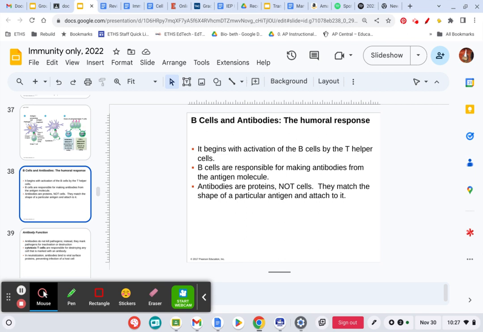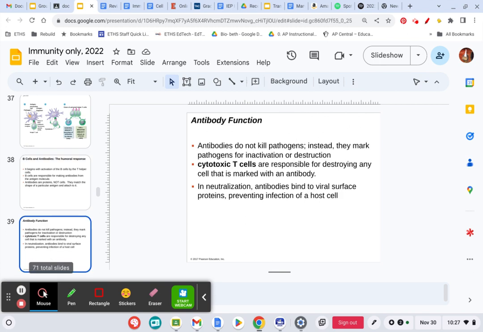Once they do that, they can then mark the cells that are infected and the particles that are doing the infection for destruction. So they'll go out and they'll look for that shape. And they'll say, oh, wait, here, I found one. And they attach to it. And they don't let go.